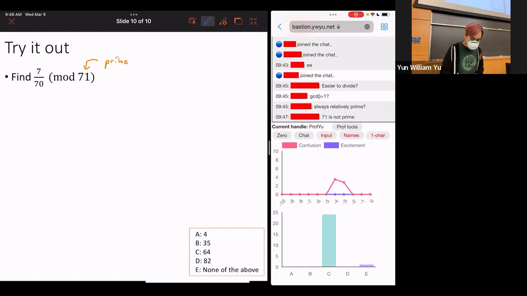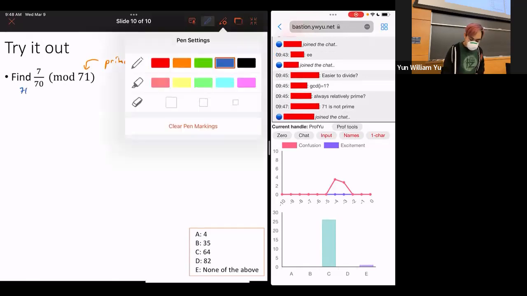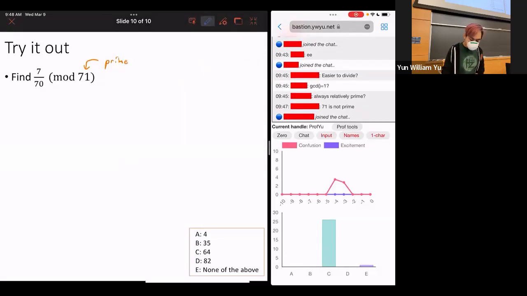So we know 71 is prime, so let's say we factored it out. So what we're trying to find is 1 over 10.